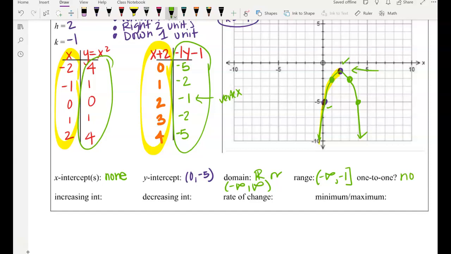Now, increasing is going to be on the left side of the axis of symmetry. So increasing is from negative infinity all the way to your h value, which is 2. Decreasing is on the right side of the axis of symmetry, because remember, this is where we can slide down. Whee! Okay, so that's going to be from 2 to infinity. The rate of change, we are going to say it varies until you guys have some more math background. It is going to be a maximum value, and whichever the k value is, which is going to be negative 1.